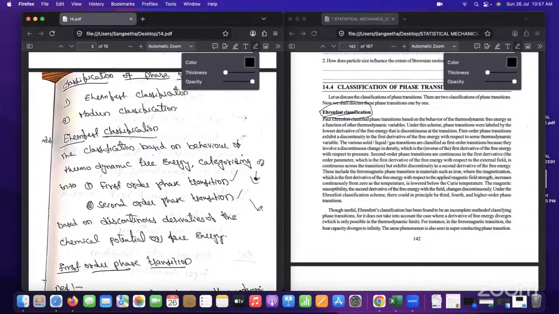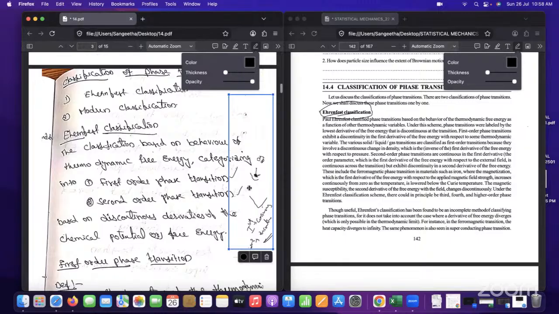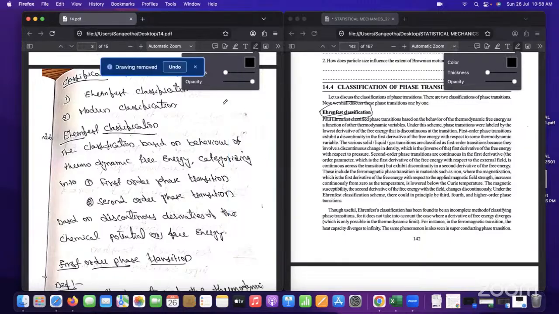What is second order phase transition? In that, the first derivative is continuous and the second derivative is discontinuous. This is called second order phase transition. We will see the classification is based on the behavior of thermodynamic free energy. Based on the free energy, it is categorized as first order phase transition and second order phase transition. Based on the discontinuity, by seeing the chemical potential and free energy, we are dividing into two.